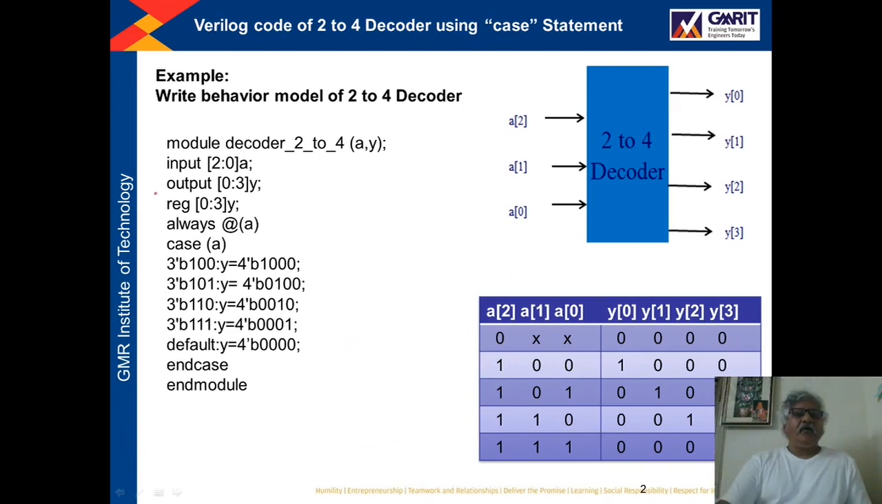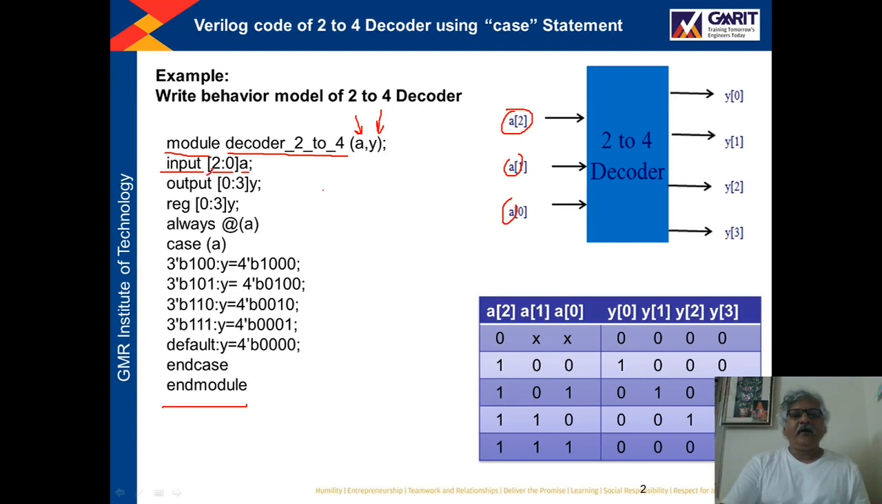Okay, so this is the Verilog code. We start with module and end with endmodule. The name of the Verilog module is decoder_2_to_4. The ports are A and Y. In the next statement we will create the vectors: input [2:0] A. With this, 3 elements of A will be created. These will be A2, A1 and A0, created in the same sequence.